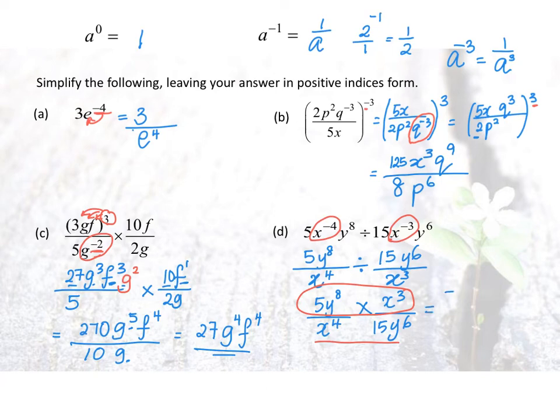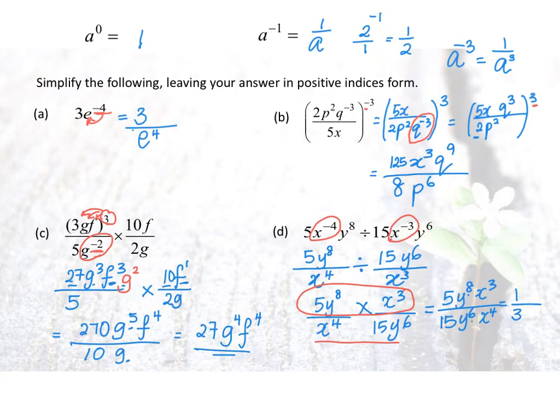the only number is 5, y to the power of 8, x cubed over, the only number is 15, y to the power of 6, x to the power of 4. Simplifying this, I will have 5 over 15 gives me 1 over 3. Y to the power of 8, y to the power of 6.